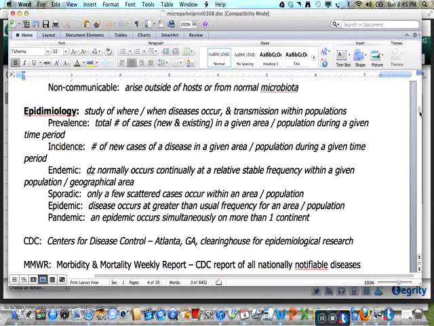When a disease is endemic, it normally occurs continually at a relatively stable frequency within a given population, also within a given geographical area. A sporadic disease has only a few scattered cases within an area or population. An epidemic occurs when the disease is present at greater than usual frequency in that particular area or population. A disease is said to be pandemic when an epidemic occurs simultaneously on one or more continents.